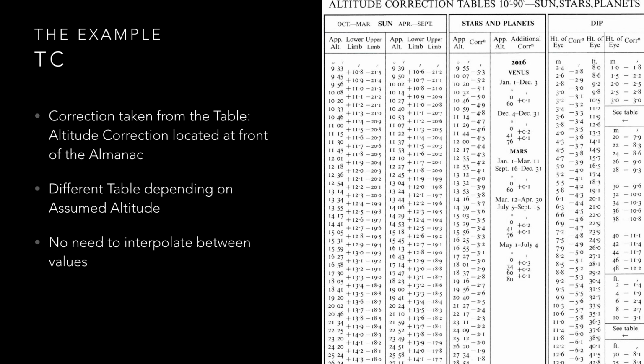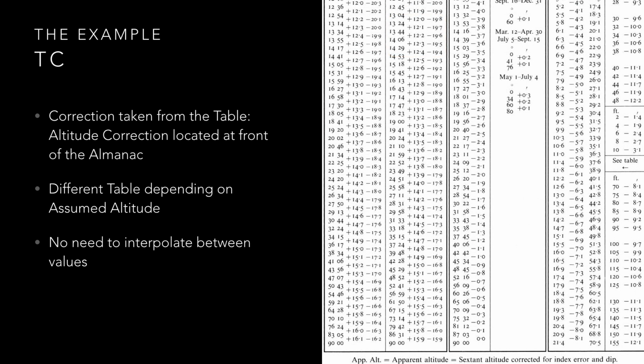Looking at the Sun table, you'll see it split in half based on which month it is. As it's April, we look at the rightmost column of the table and we find our assumed altitude in the table. When working with this particular table, there is no need to interpolate, and we obtain the correction value of 15.5 for the Sun's lower limb. The sun's lower limb is always added, whereas if we were using the sun's upper limb, we would subtract.